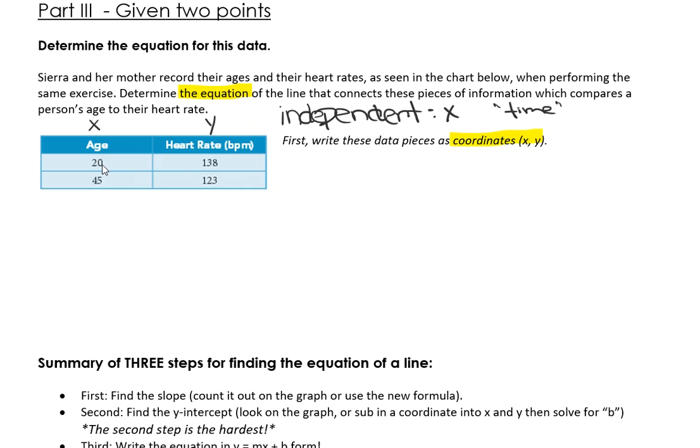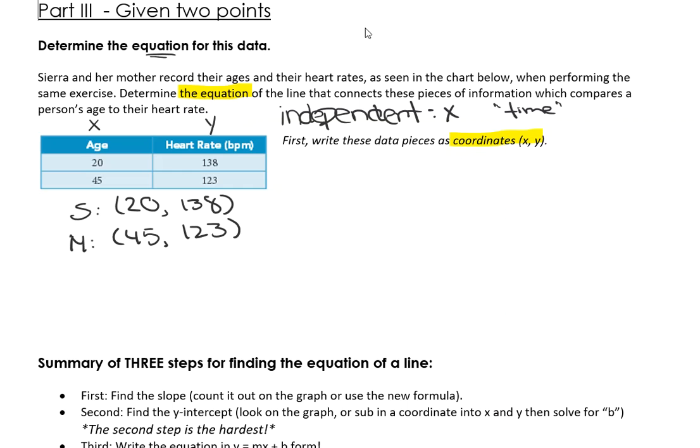So we're going to talk about Sierra's coordinate first. Sierra is the daughter. So Sierra's coordinate is when she's 20 years old and she's doing this exercise, her heart rate's 138 beats per minute. Whereas her mother is 45 and her heart rate is 123 beats per minute. So now we have coordinates. And that's the whole topic for this one, is when you're given 2 points, how do you get the equation when you're given 2 points?